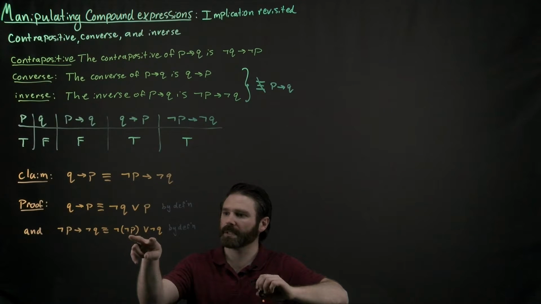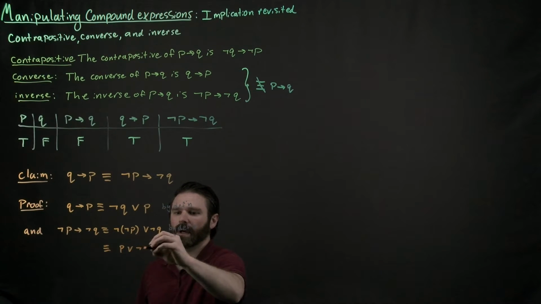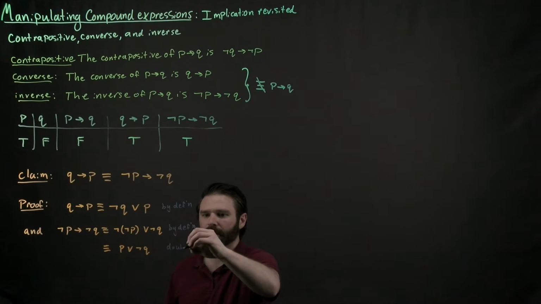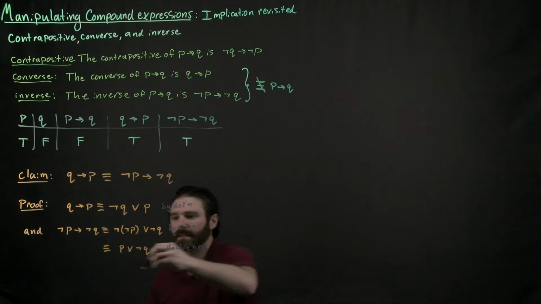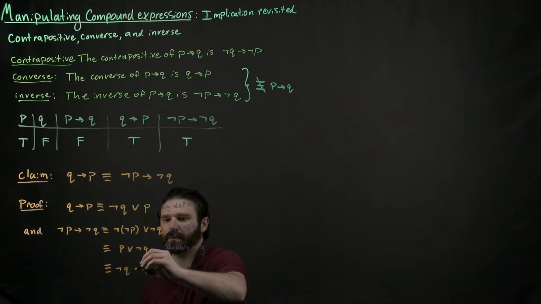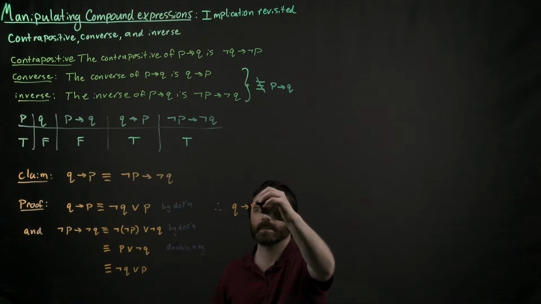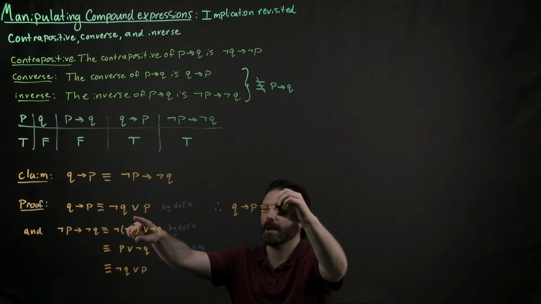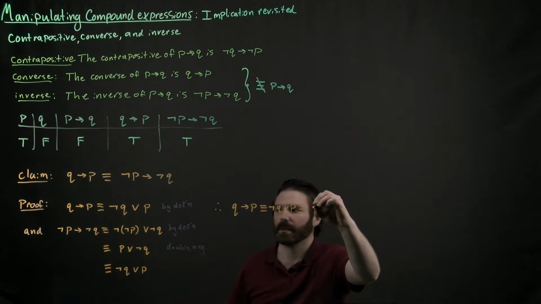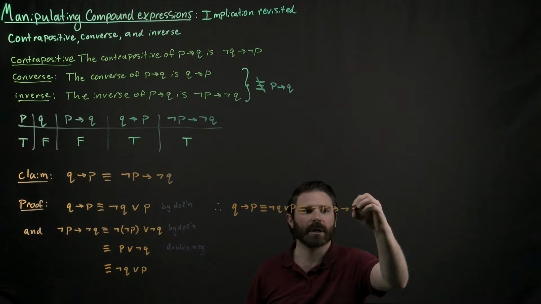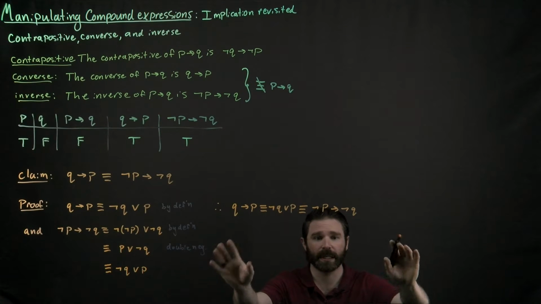But then I see I can apply some of my identities to simplify this. Here, this double negation gives me P or not Q. So that was a double negation. And then, because of commutativity, I can write that this is logically equivalent to not Q or P. So therefore, Q implies P is logically equivalent to not Q or P, which is itself logically equivalent to not P implies not Q. So it turns out that the converse and the inverse are logically equivalent.